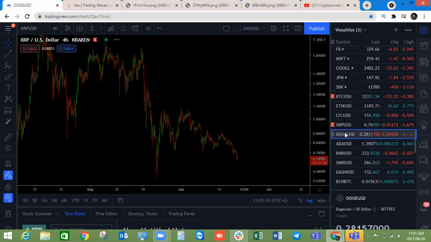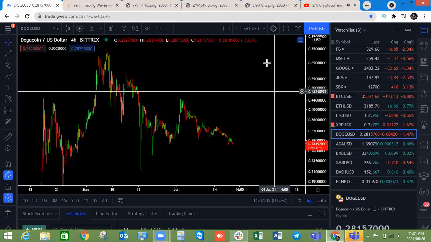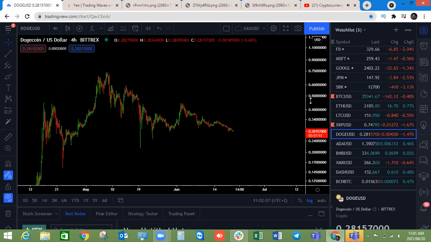Now, Dogecoin, what about Dogecoin? Dogecoin, let's have a look at the structure. So Dogecoin has got this 3-wave corrective structure here as follows. That's 3 waves to the downside, and it looks like we've got another 3 waves to the upside as follows. Let's do it like this.